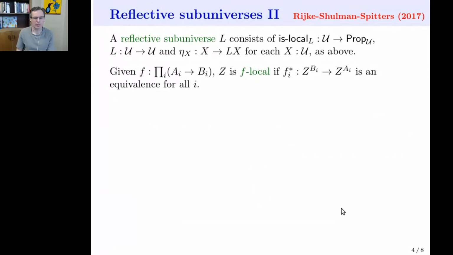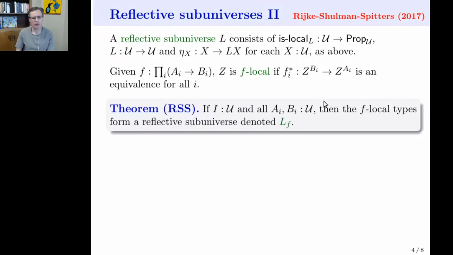Okay, so at the top here, I've just summarized the things from the last slide, the definition of a reflective subuniverse and the definition of the F local types. And here's the key theorem that's crucial in this subject. So it says that if the indexing type lies in the universe U, and all of the domains and codomains of the maps in the family lie in this universe U, then the F local types, that subuniverse, is a reflective subuniverse. It's usually written L sub F.